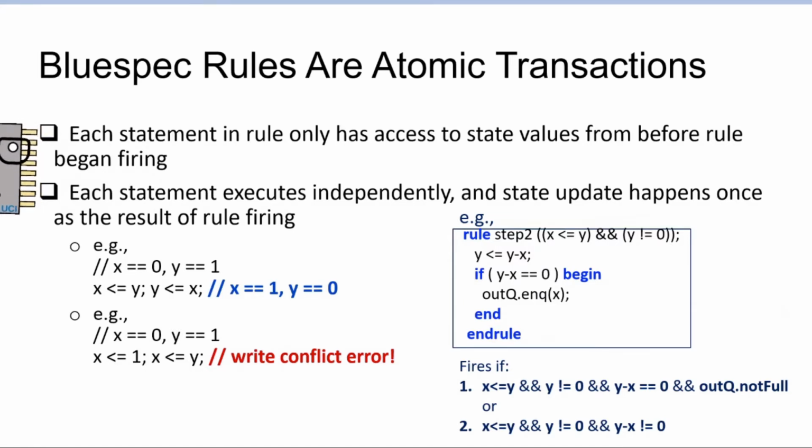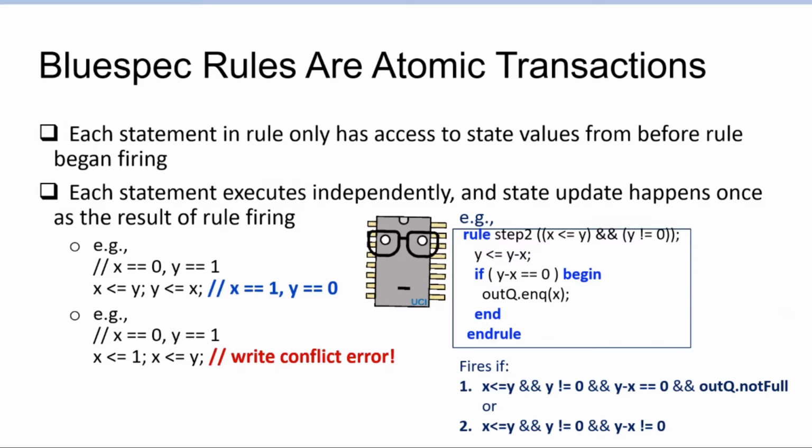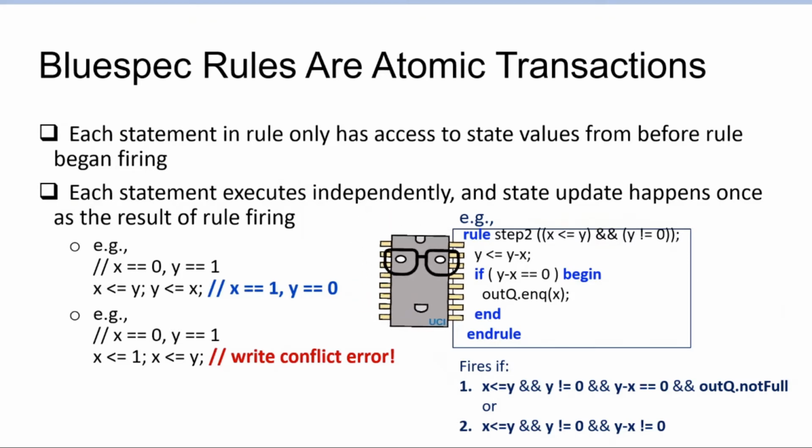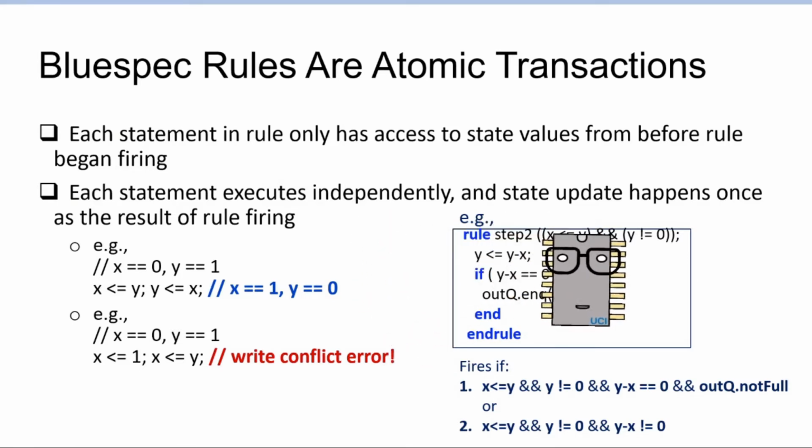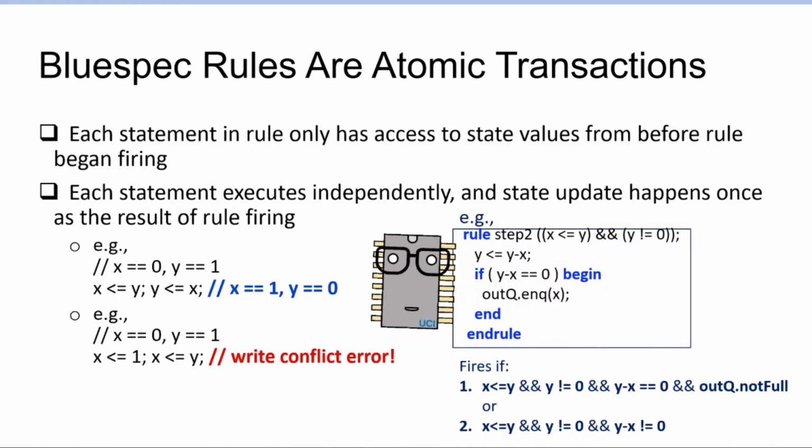So we talked about this in the previous lecture already. And this means, because of the state changes in each of these rules, each statement, each being each of these lines, only has access to the state values from before the rule started firing. There is no dependency between any of these statements.